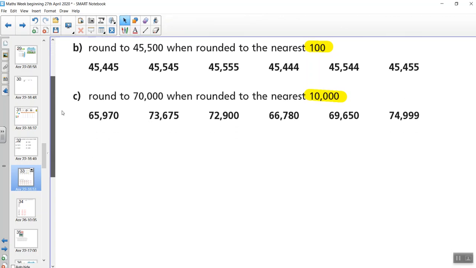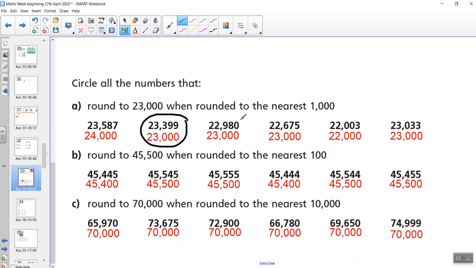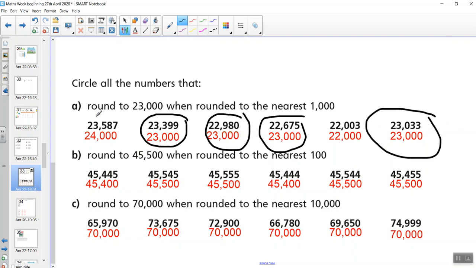Okay, how did you get on? Did you find them all? It says which of these numbers round to 23,000 when rounded to the nearest thousand? We've got this one here, and here, and this one, and this one. This one didn't round to 23,000 because by rounding to the nearest thousand, that 5 is quite important. That would mean I'd have to round it up.